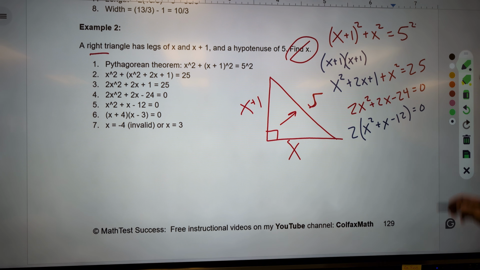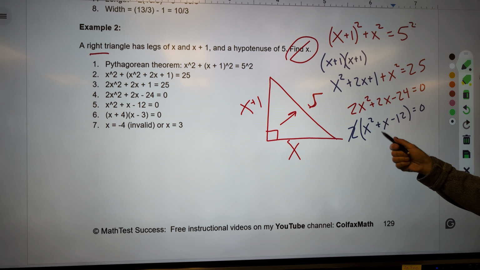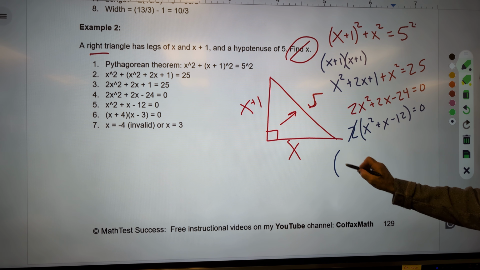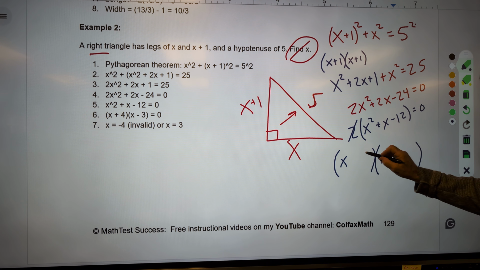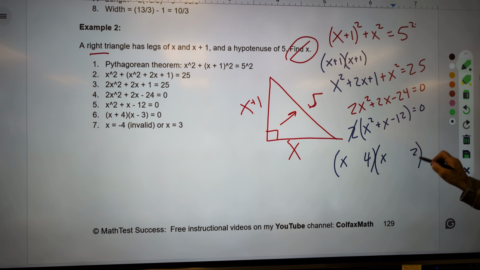I divide both sides by 2. These cancel. 0 divided by 2 is still 0. Now I have to factor this quadratic. Factors of x squared are x and an x. Factors of 12 to give me a 1 or a 4 and a 3.